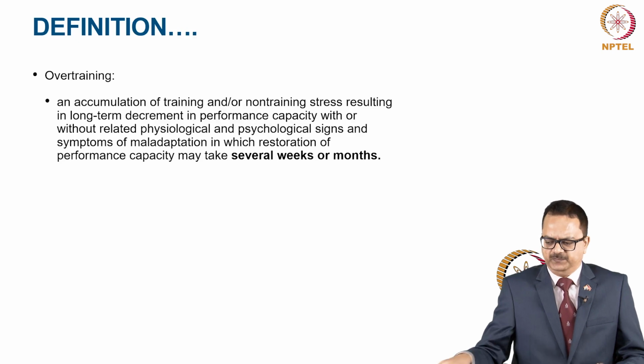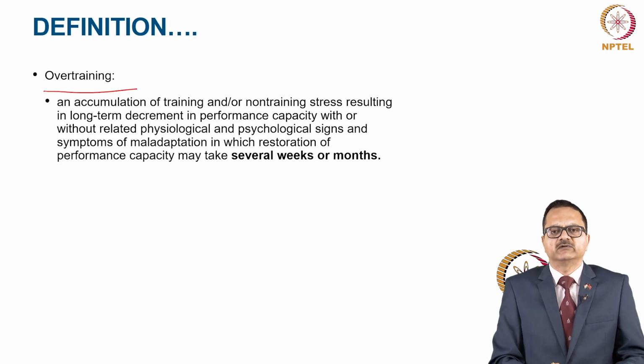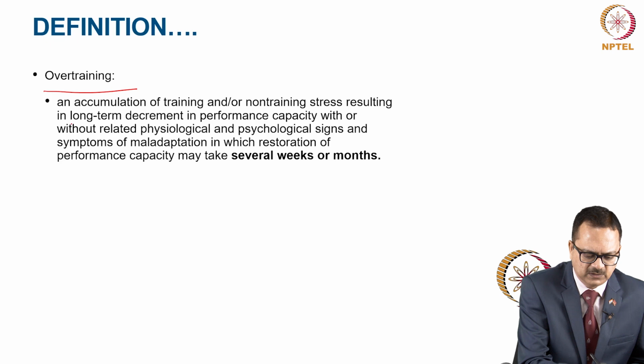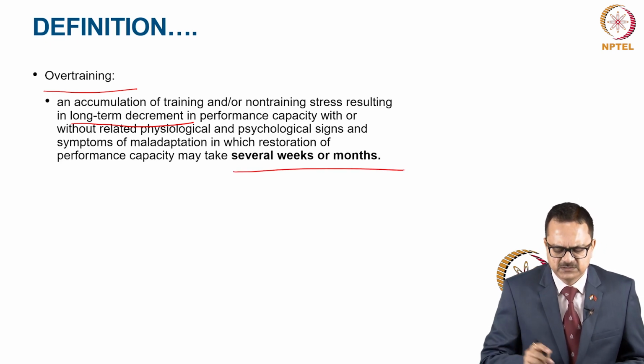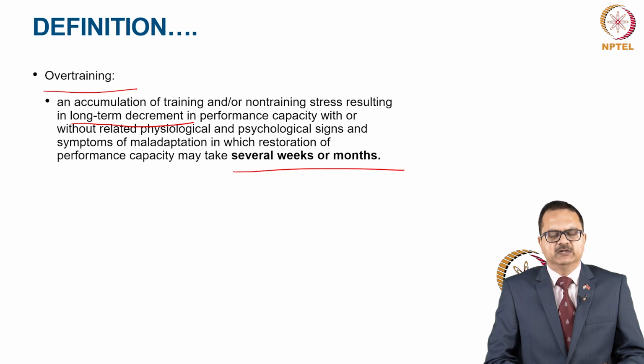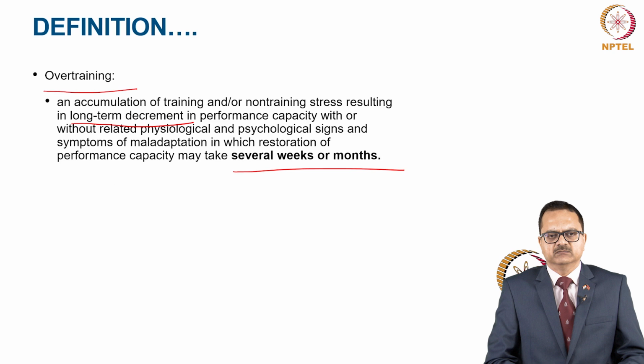Let's talk about overtraining. Definition is similar. An accumulation of training and or non-training stress resulting in long-term decrement in performance capacity with or without related physiological and psychological signs and symptoms of maladaptations, in which restoration of performance capacity may take several weeks to several months. So, overreaching, short-term decrement, several days to several weeks. Overtraining, long-term decrement, several weeks to several months.